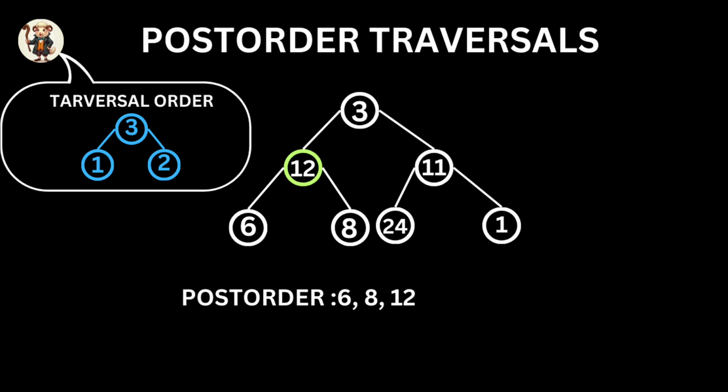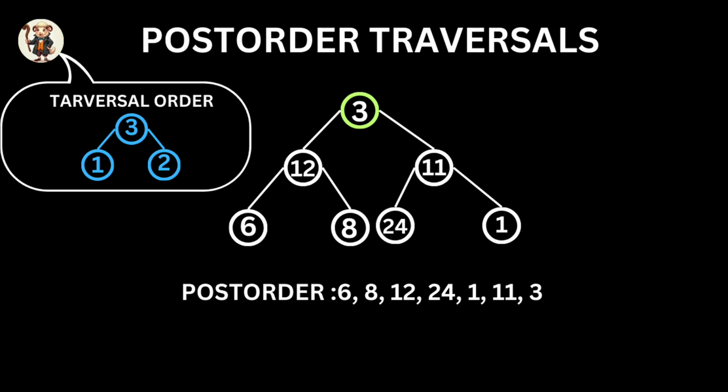Next, we need to handle the right subtree before we can visit the main root, which is 3. In the right subtree, we start with the leftmost node, which is 24. After 24, we move to the right node, 1. Once both children have been visited, we move up to their root, which is 11. After completing the traversal of both subtrees, we finally visit the main root, which is 3. This completes our post-order traversal, where each node's children are visited before the node itself, ensuring we always end at the root.